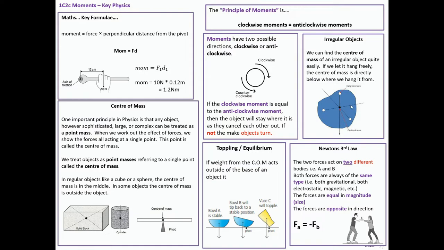So you should be able to describe an experiment where you put holes in a piece of card, or you could hang an object from different places. You let it dangle, you draw a line, you move to another hole, it dangles in a different place, and that gives you the center of mass.